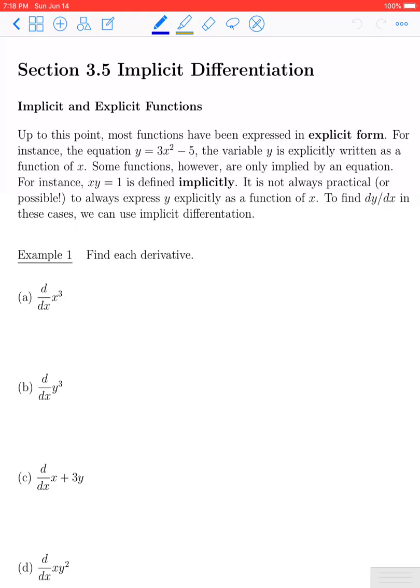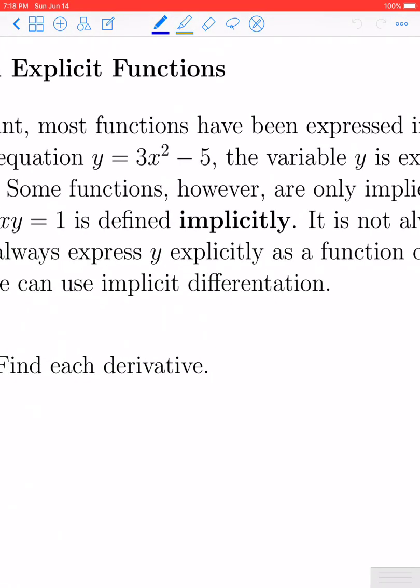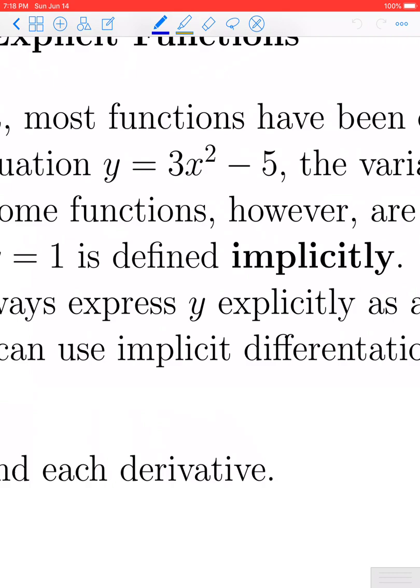In section 3.5, we're going to look at implicit differentiation. Up to this point, most of the functions that we have encountered have been expressed in what's referred to as explicit form. In explicit form, we have the dependent variable by itself, and it's going to have an expression of the form either y equals stuff that only involves x, or it could be of the form f of x equals 3x squared minus 5.